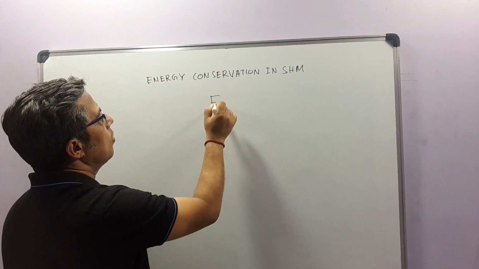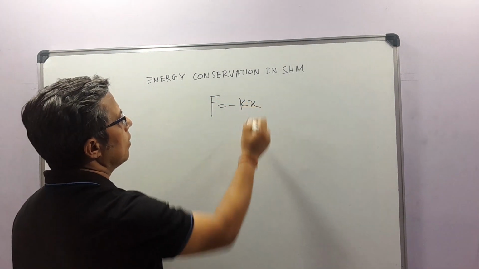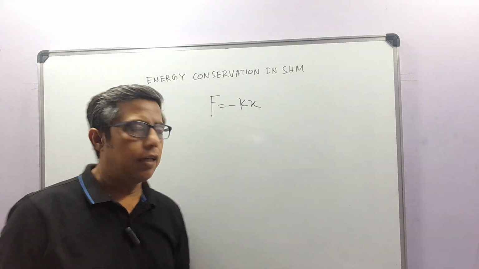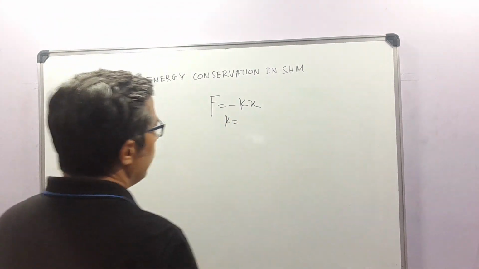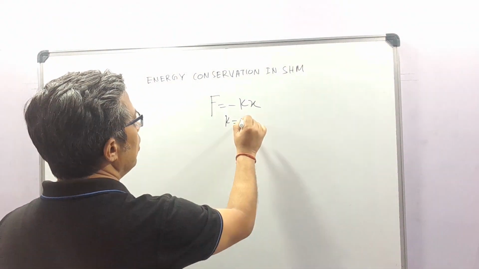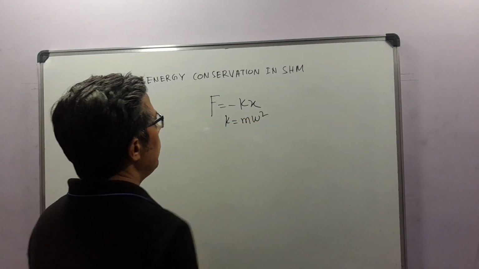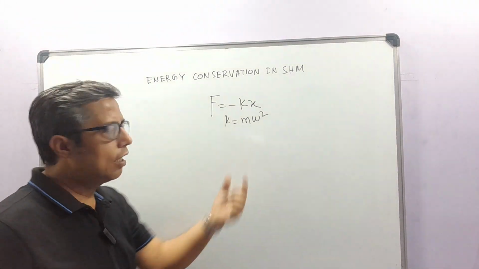here, force F is equal to minus kx, right? F is equal to minus kx, where k is equal to m omega square, the spring constant. So this is the very basic thing, I hope you know.